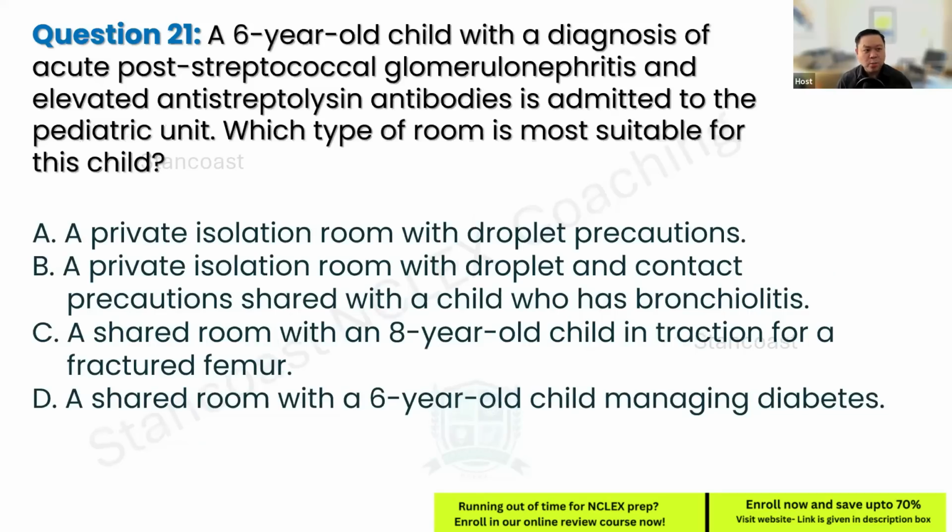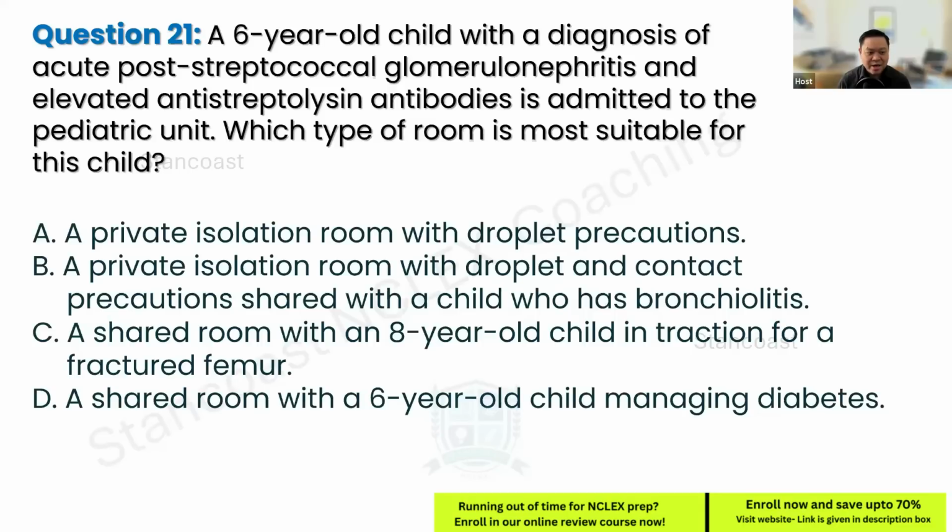Next item, 21. A 6-year-old child with a diagnosis of acute post-streptococcal glomerulonephritis and elevated anti-streptolysin antibodies is admitted to the pediatric unit. Which type of room is most suitable for this child? A, a private isolation room with droplet precautions. B, a private isolation room with droplet and contact precautions shared with a child who has bronchiolitis.